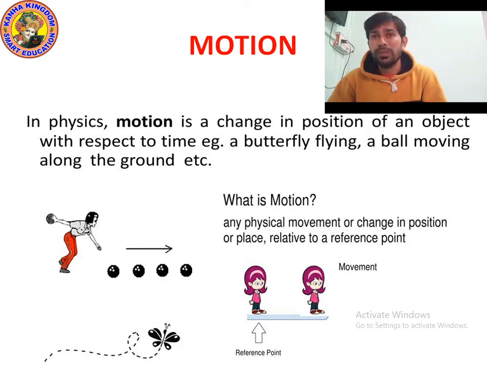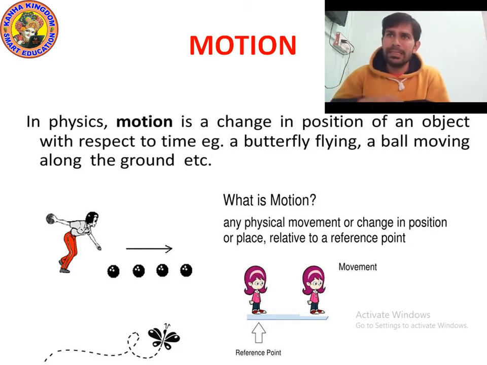So what is happening? Position is changing with respect to time, because when I stand and walk, suppose I walk 50 meter, it may take 10 second, 20 second, 30 second. So that is the meaning of motion. Motion means a change in position of an object with respect to time.